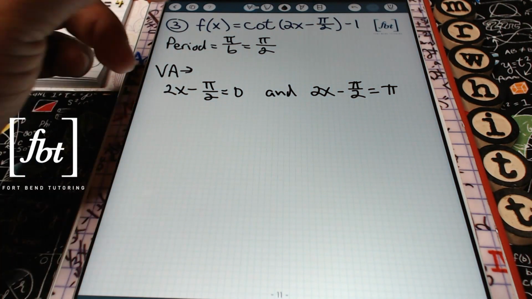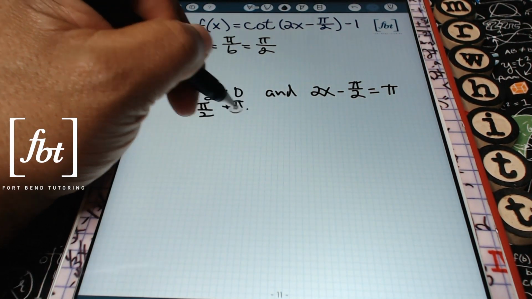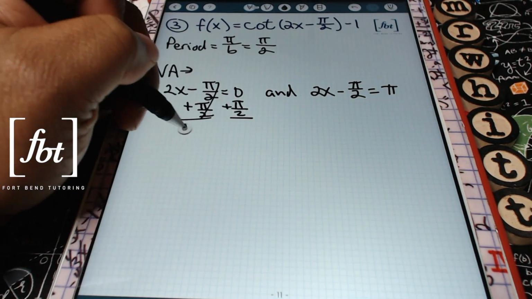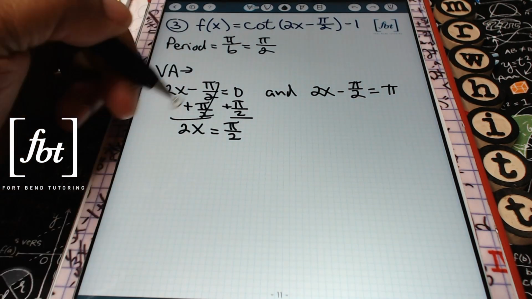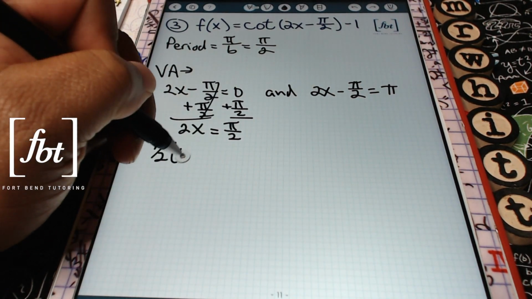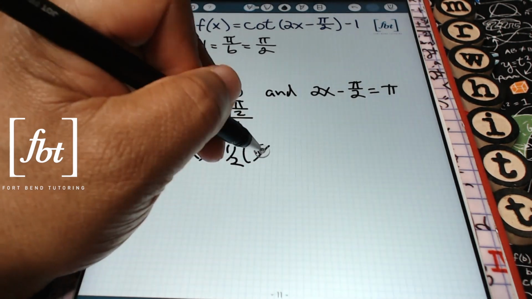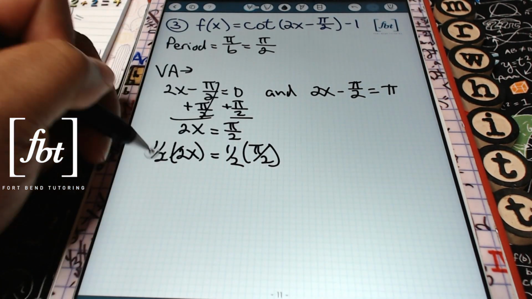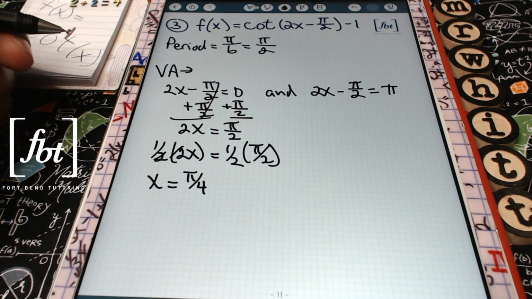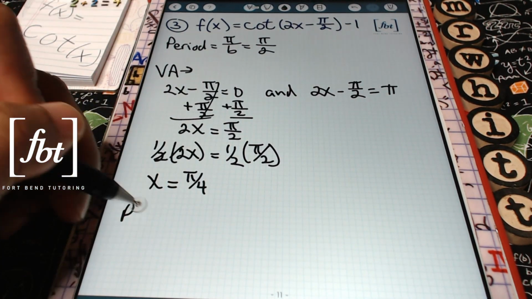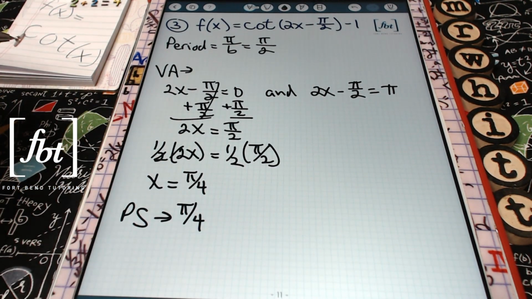And from here, we can begin by adding pi over 2 to both sides of the equation. I'll bring down 2x, which equals pi over 2. And then once you multiply both sides by 1/2, let's get a little clever here, you'll end up with the following equation. You'll have x equals pi over 4, just like that. And remember, this is going to also double as the value for our phase shift, pi over 4.